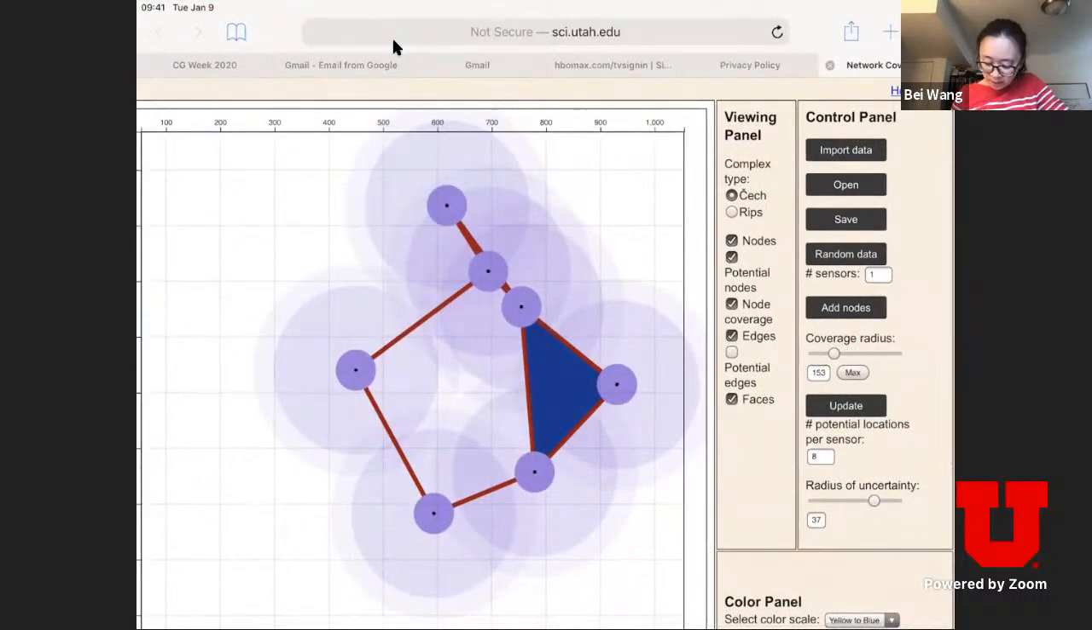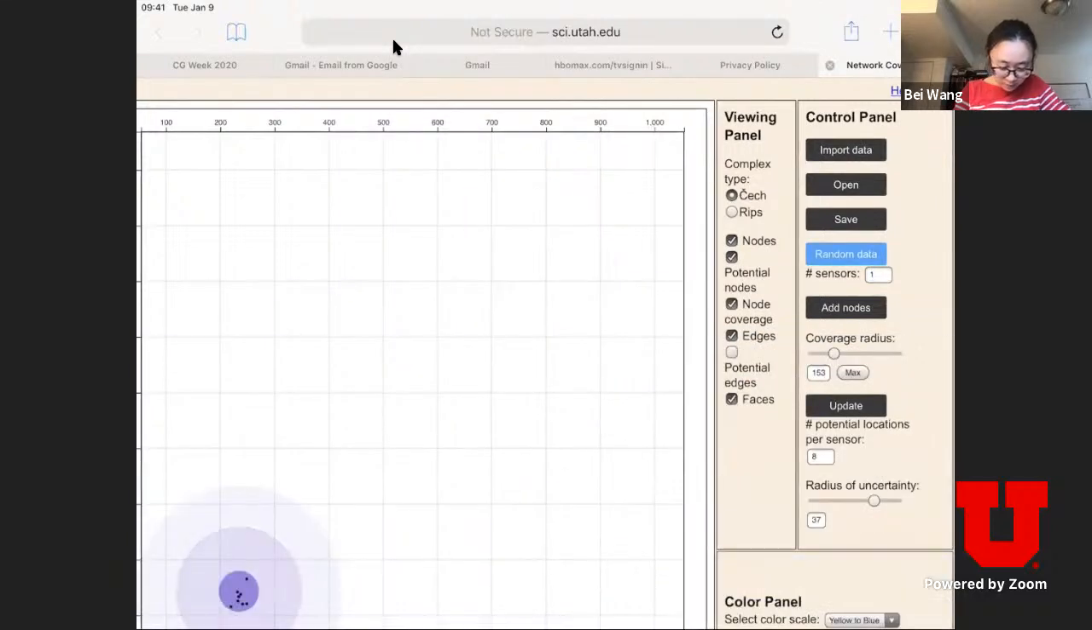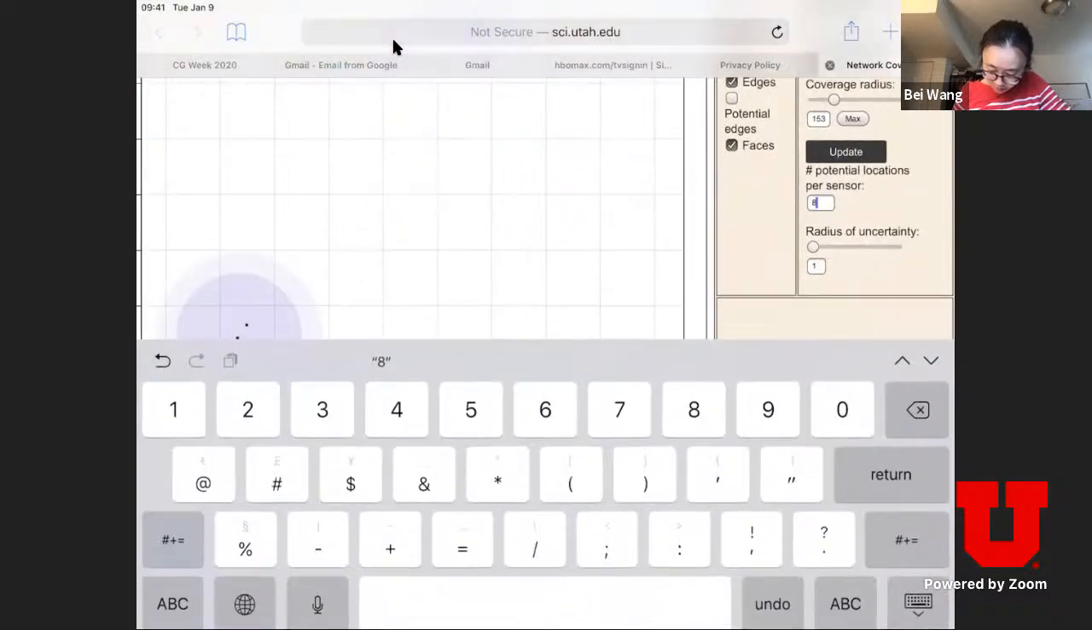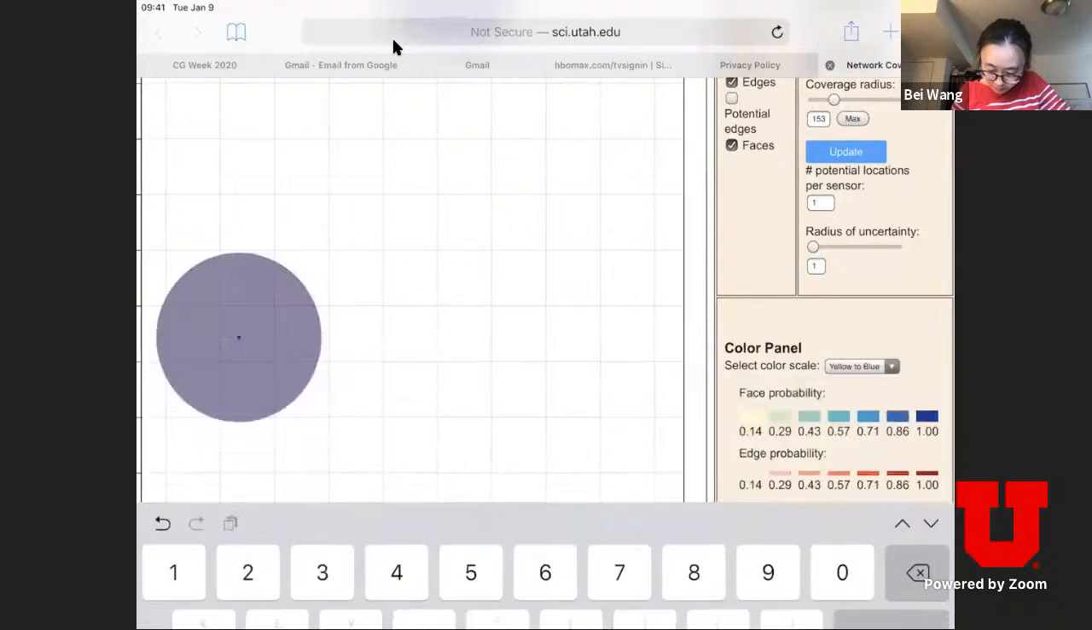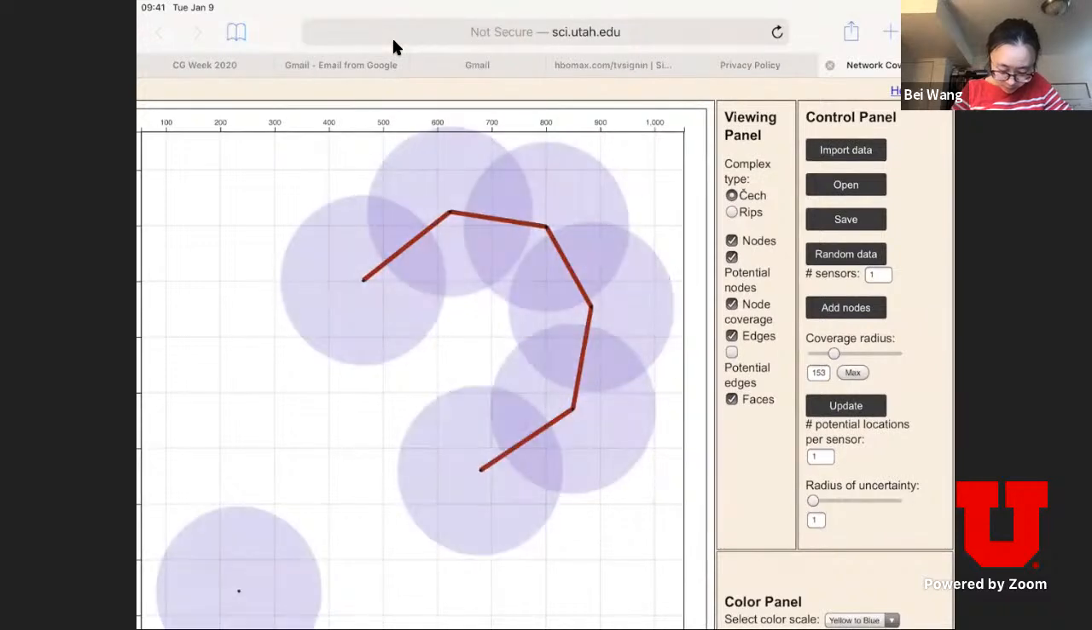Okay, so let's see. Let me just start with random data. I want to do this example here, okay? What I visualize here is a Čech complex. What you see in this example is that if I want to detect the homology of the union of the disks, this one has one loop. So Betti one is one. So it has one loop, okay?